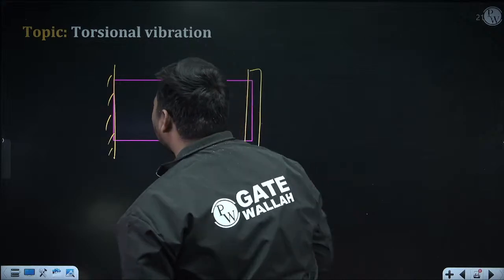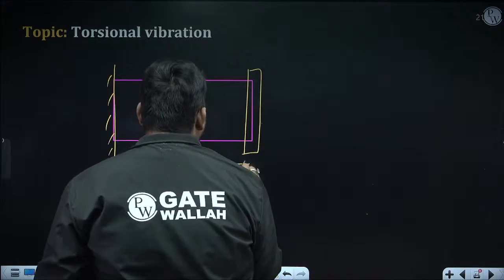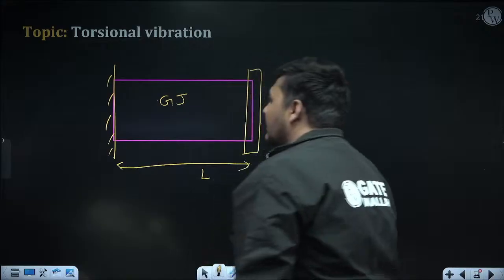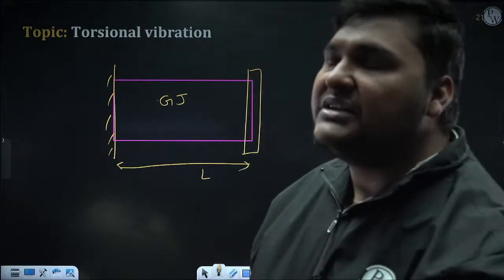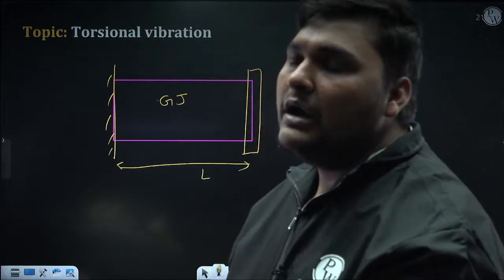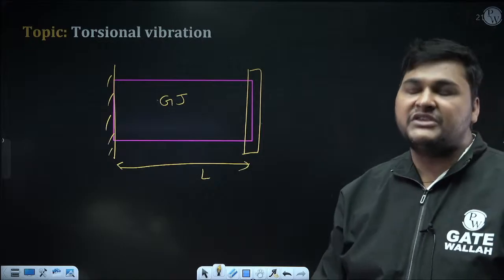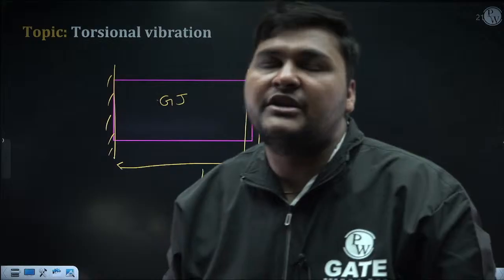Okay, the shaft is right now massless. The length of the shaft is L and the torsional rigidity of the shaft is GJ. Like in longitudinal vibration, axial rigidity AE comes into the picture, and in transverse vibration, flexural rigidity EI comes into the picture. Similarly, in torsional vibration, the torsional rigidity comes into the picture.